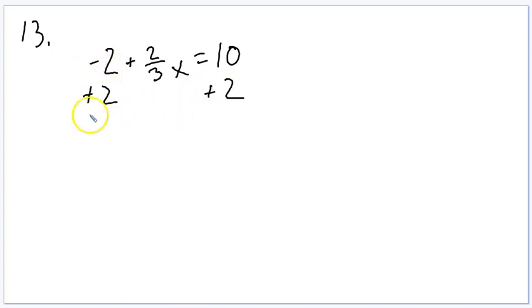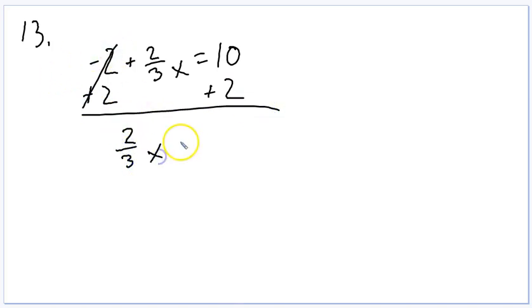Next question. 13. Negative 2 plus 2/3 x equals 10. So we've got a negative 2. That means we've got to add it to the other side. All right? They cancel out. We get 2/3 x equals 10 plus 2, which is 12. Multiplication, but it's a fraction. Okay? So we do the opposite, which is division, but a fraction makes it keep, change, flip. Keep the 2/3, change it to multiplication, flip the 2/3 to make it 3 over 2.